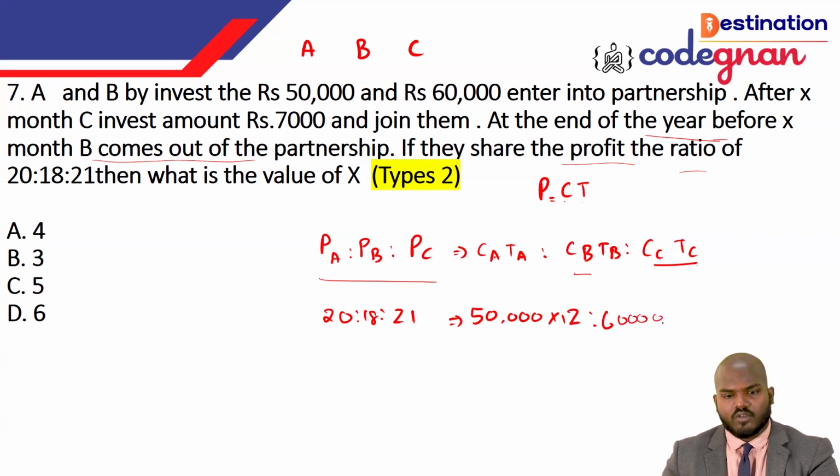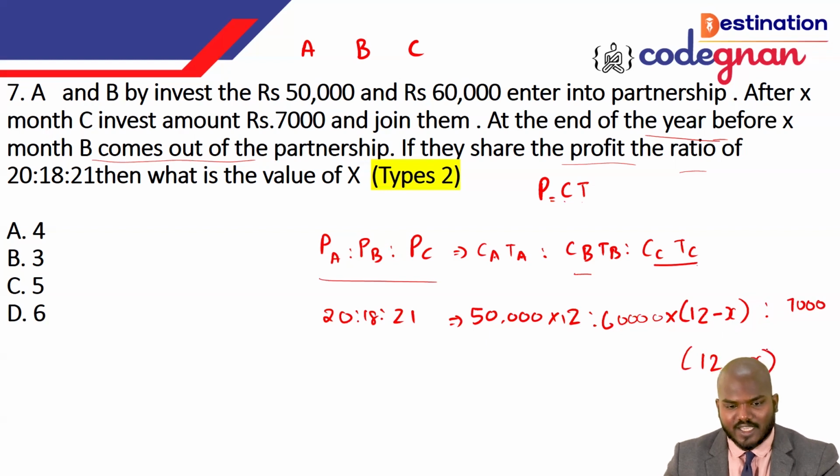B was getting out of the place before the end of the year, but we don't know the exact month he got out. So we can say that in the 1 year, the 12 months, he left in any of the months. That was the thing they have given. And C is also like this: 7,000, he joined after 6 months, after some particular period of time, and he was also leaving. We can call it 12 minus X. So this is the way we can put the value here.